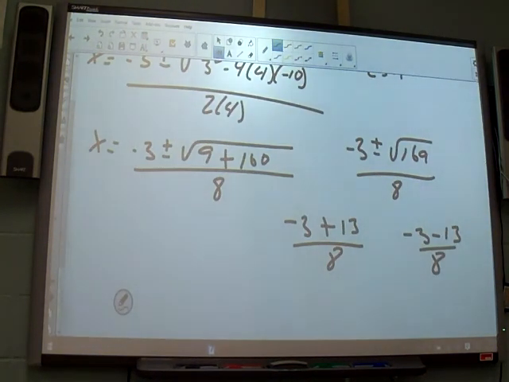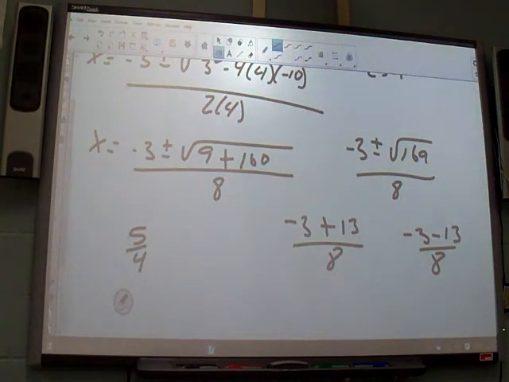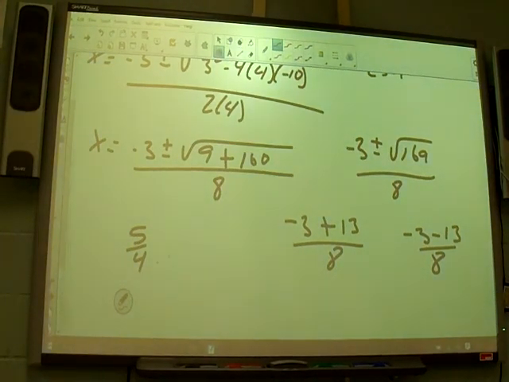So negative 3 plus 13 is 10. 10 divided by 8, that's a fraction or a decimal. You can put it as 1.25 if you want to. I just left mine as 5 over 4. But 5 over 4, 1 and 1/4, 1.25, all of those are right. And then negative 3 minus 13 is negative 16. Negative 16 divided by 8 is negative 2.